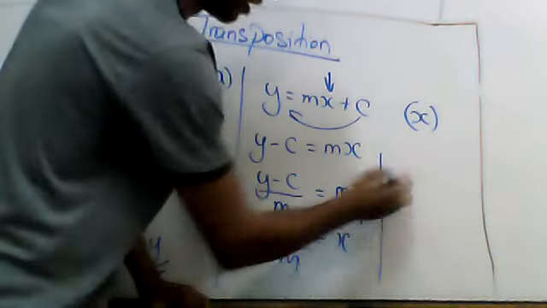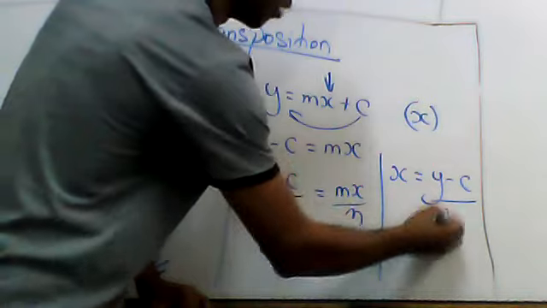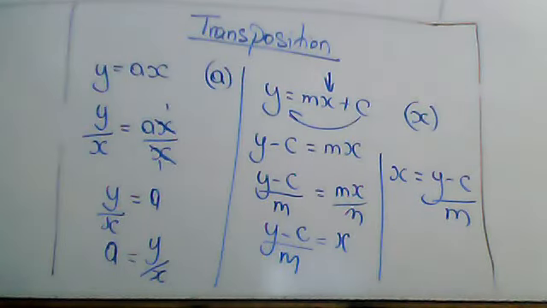Just rewrite it on the left hand side. So x would be equal to y minus c all over m. That would be our answer for this question. So take off those two for me, and then let's continue.